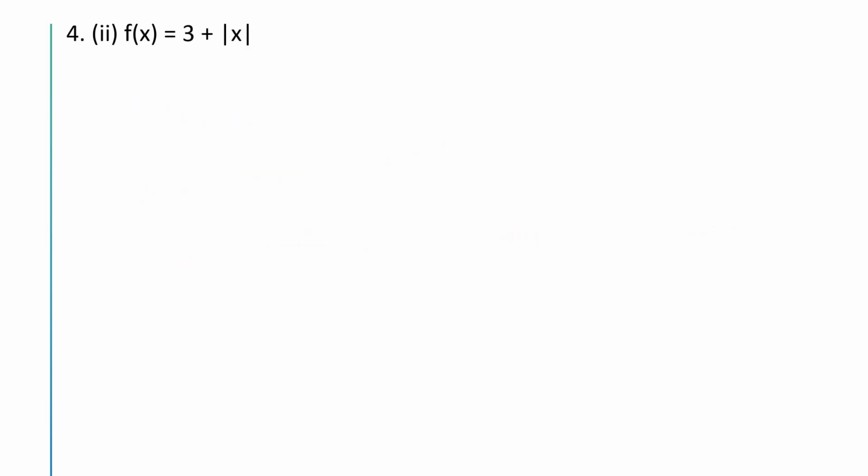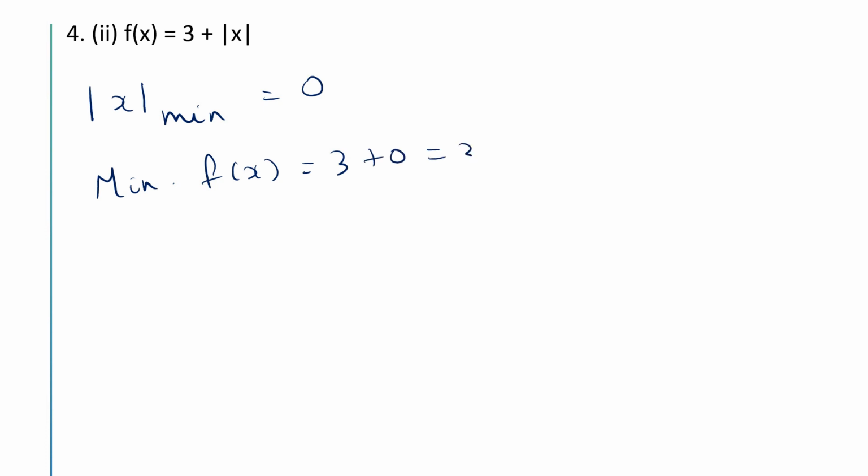Next question, f(x) is equal to 3 plus mod x. So here again, the minimum value of mod x is 0, which means minimum value of f(x) is equal to 3 plus 0, or it is equal to 3. Therefore, minimum of f(x) equal to 3 and no maximum value.